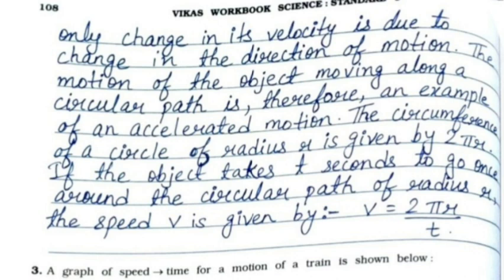The circumference of a circle of radius r is given by 2 pi r. If the object takes t seconds to go once around the circular path of radius r, the speed v is given by v equals 2 pi r upon t.